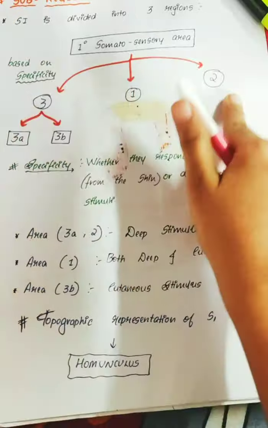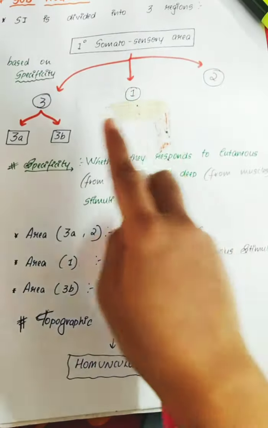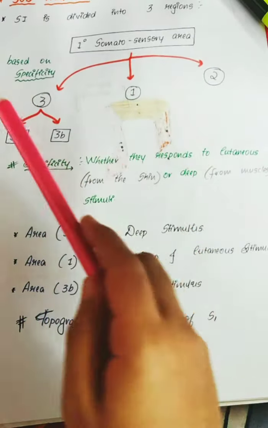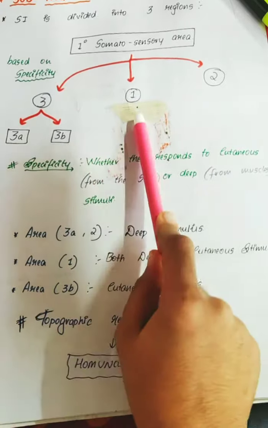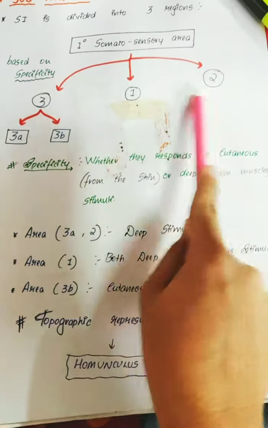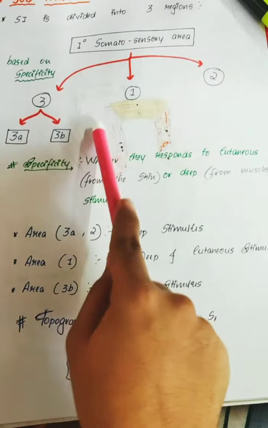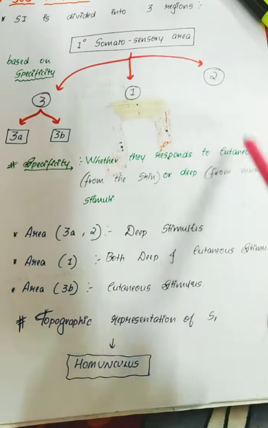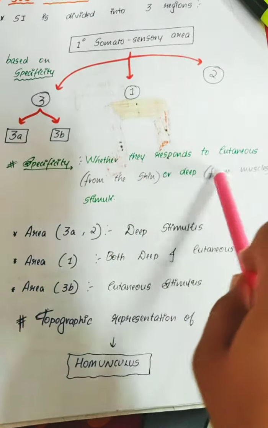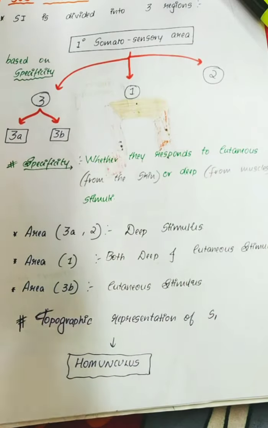Areas number 3, 1, 2, you know the area, sensory cortex number 3, 1, 2. Area 3 is further divided into 3A and 3B regions. So 3 has a 3A region and a 3B region. Specificity: whether they respond to cutaneous stimuli from the skin or deep stimuli, that is from the muscle.